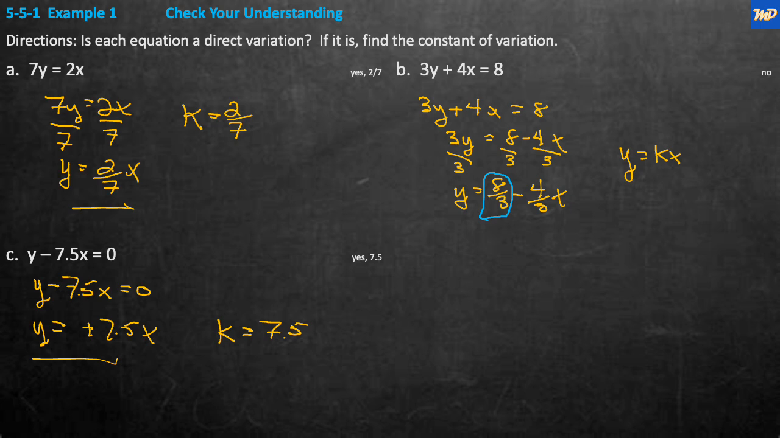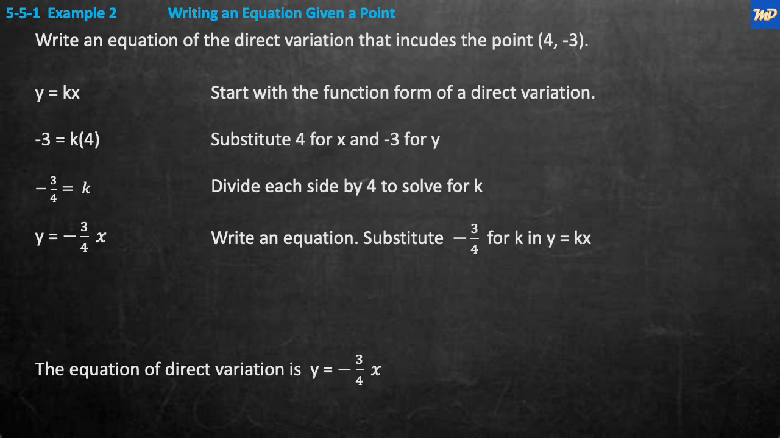Okay, good. Okay, example 2, it says writing an equation given a point. So now they're going to give you a point, x comma y, right? An ordered pair. And then they want us to write the equation that is a direct variation that goes through that point. So what do we start with? We say write an equation of the direct variation that includes the point 4 comma negative 3.